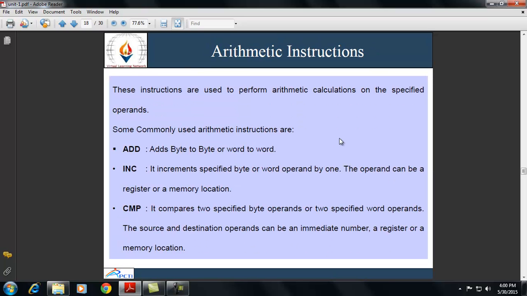Next one is arithmetic instructions. Arithmetic instructions are basically used to perform arithmetic calculations on the specified operands. For example, add, subtract, multiply, divide, increment, decrement, comparison, all come under the category of arithmetic instructions.